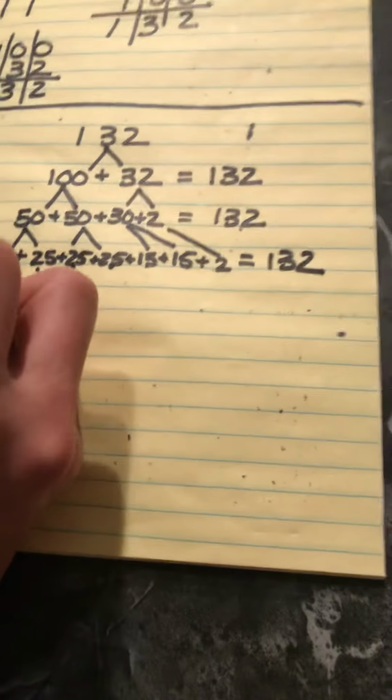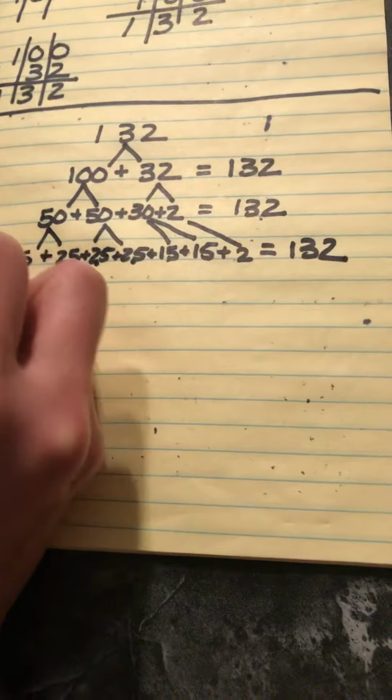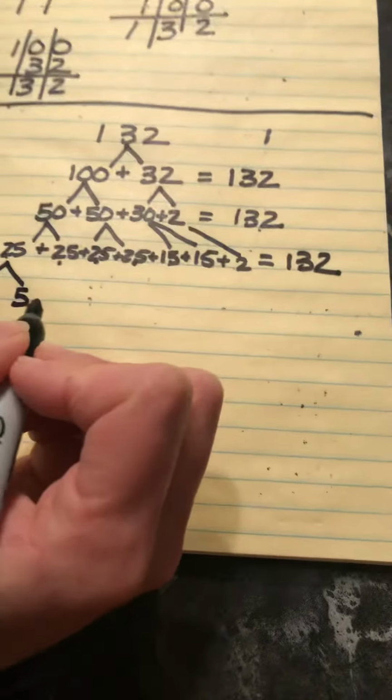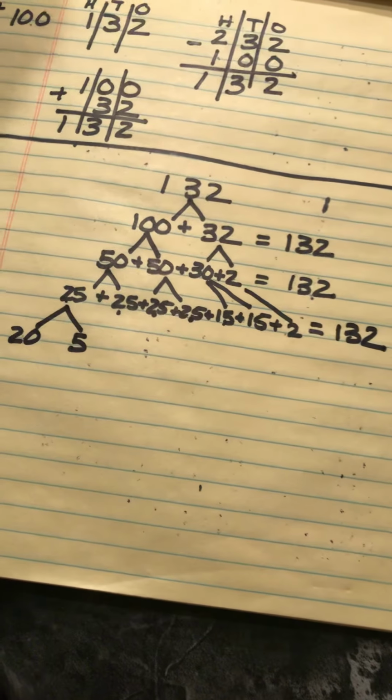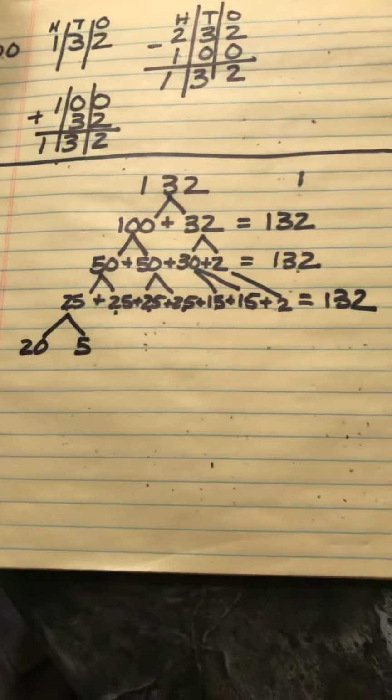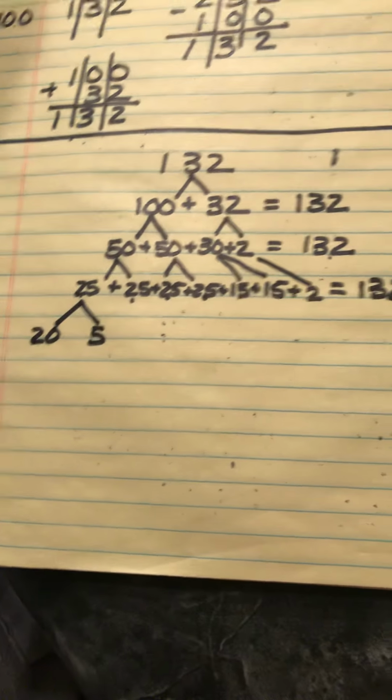We could break this down even further. 25 could break down into 20 and 5 for each one of these. We could go on and on and on. But we could break this number down to 132 ones if we wanted to.